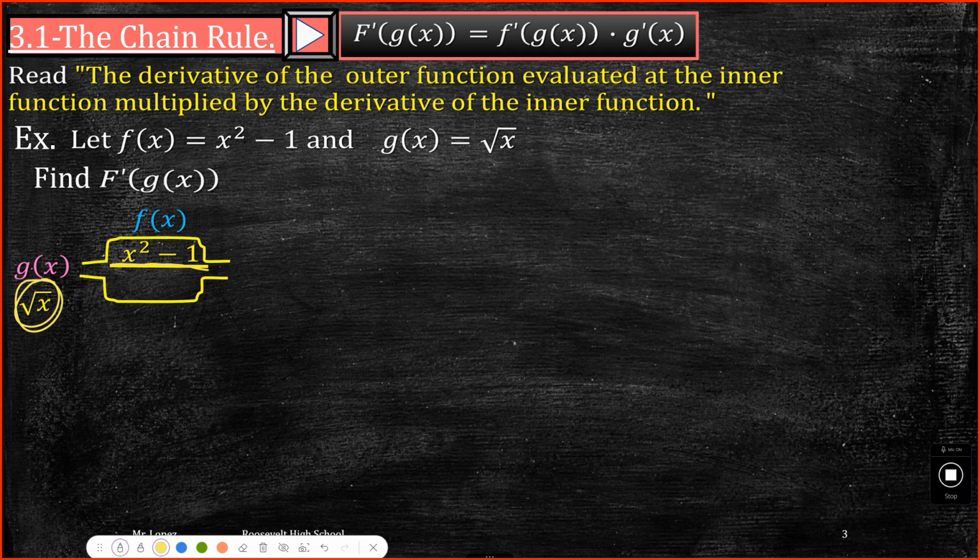All right, let me just do it. Let's take the derivative of f of x. What's the derivative of x squared minus 1? Anybody? 2x. You put it there. Now you're going to evaluate it, where for every x you plug in square root of x. So we go here and write 2, and for that x we put square root of x.